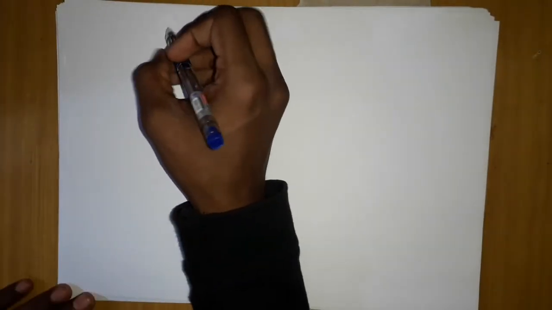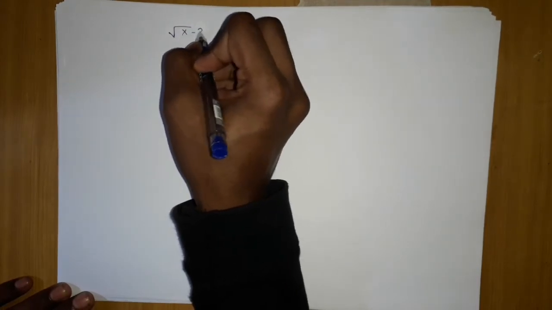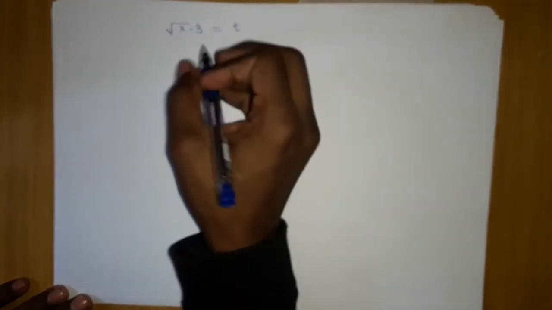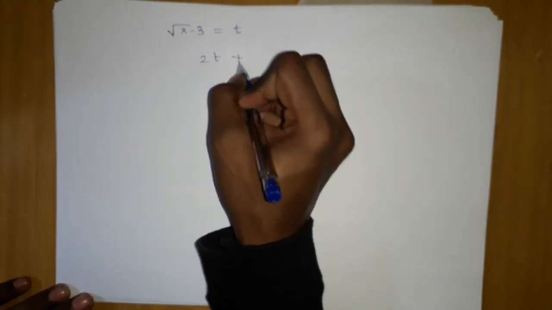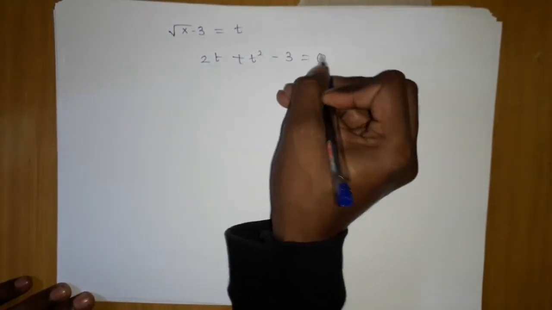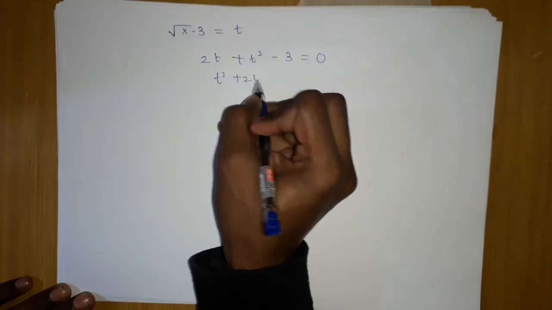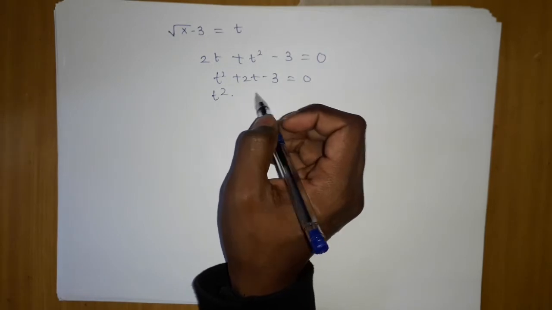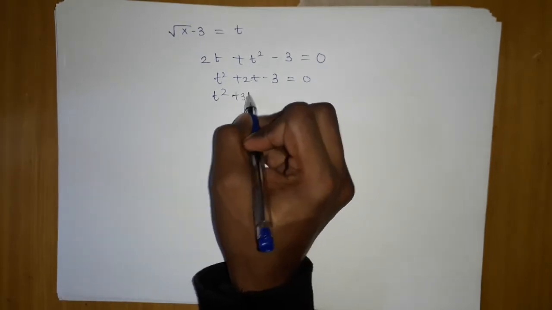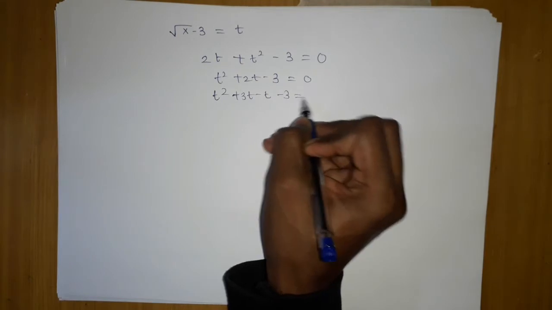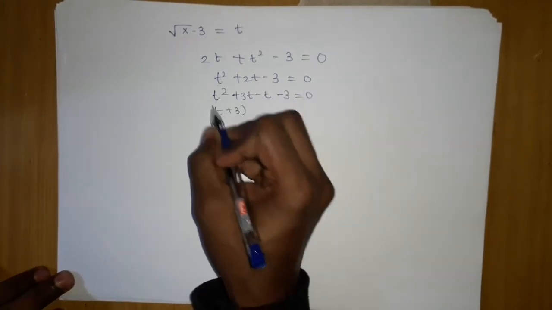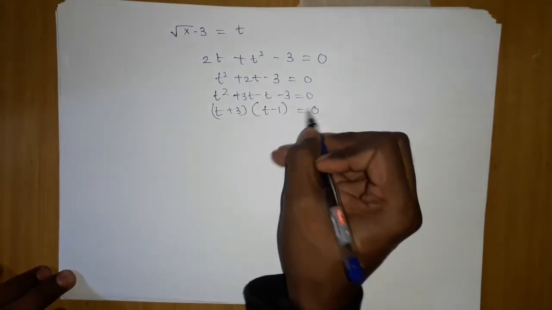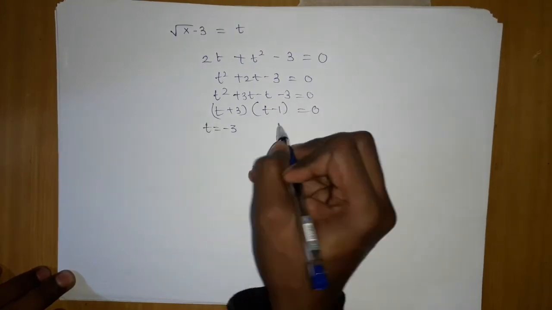The next page is as follows. Let us take mod of root x minus 3 as t. So our equation will become 2t plus t square minus 3 equal to 0, which gives me t square plus 2t minus 3 equal to 0. Factorizing, we need 3t minus t, minus 3, giving me t plus 3 and t minus 1 equal to 0. So t is equal to minus 3, and t is equal to 1.